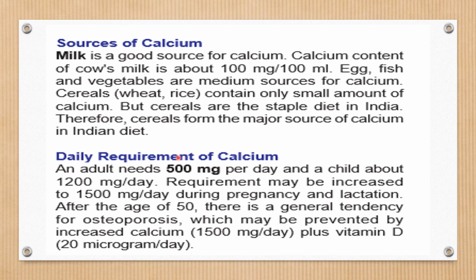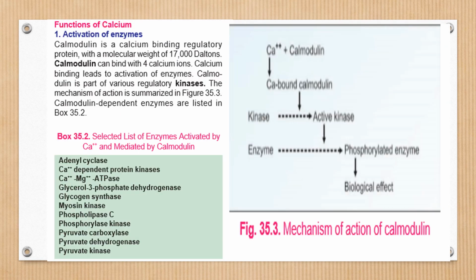If we talk about the daily requirement, an adult needs 500 milligram per day of calcium while children need 1200 milligram. The requirement is increased during pregnancy and lactation, and it is about 1500 milligram per day.